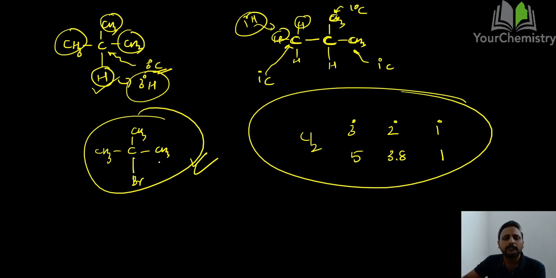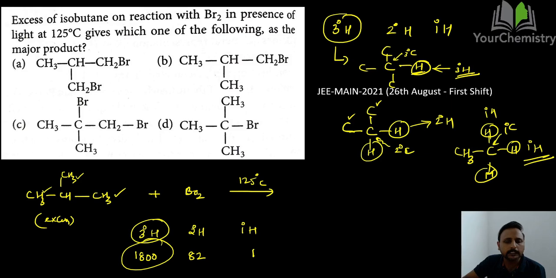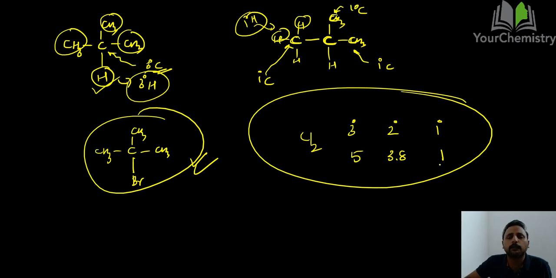Bromine, we can easily say, goes with the tertiary hydrogen without much calculation, because the reactivity differs so much compared to the other, since 1800 is much higher than 1. But in the case of chlorine it is 5 to 3.81. There is not that much difference, so we have to do one simple calculation method.